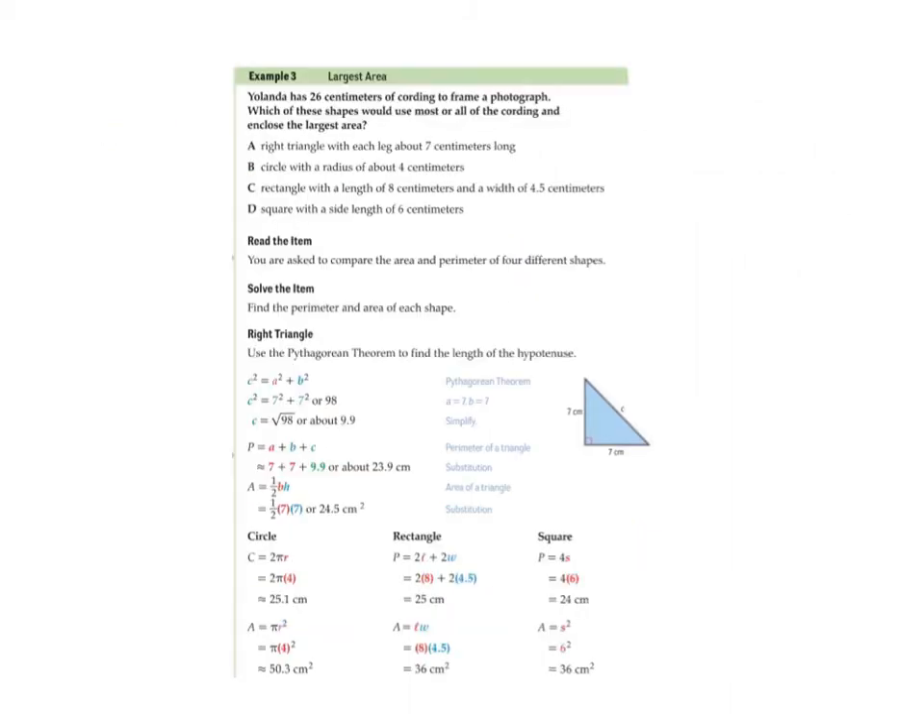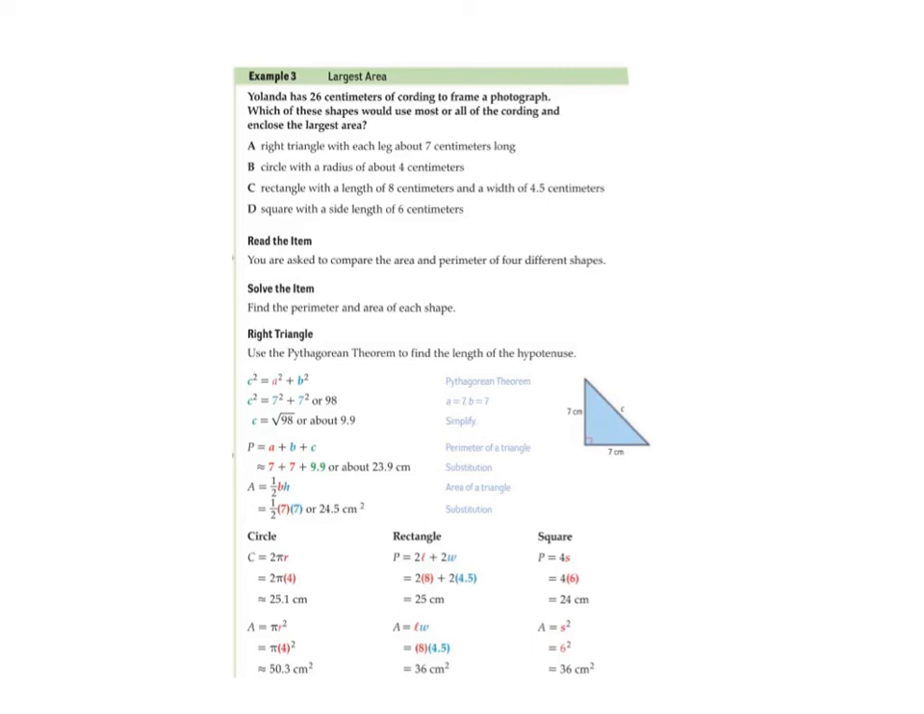Now for examples 3 and 4, you're going to do exactly the same thing as you have done in example 2. You'll be finding the area and the perimeter depending on which the question is asking for. So what's it asking you for here? Yolanda has 26 centimetres of cording to frame a photograph. Which shapes would use most or all of it? You've been given a choice of A, B, C, D: a right-angled triangle, a circle, a rectangle, and a square.